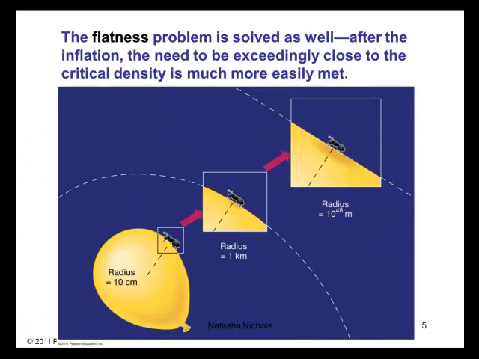The flatness problem is solved as well. After the inflation, the need to be exceedingly close to the critical density is much more easily met. Inflation solves the flatness problem by taking a curved surface, here represented by the surface of the expanding balloon, and expanding it to an enormously large size. To an ant on the surface, the balloon looks virtually flat when the expansion is complete.